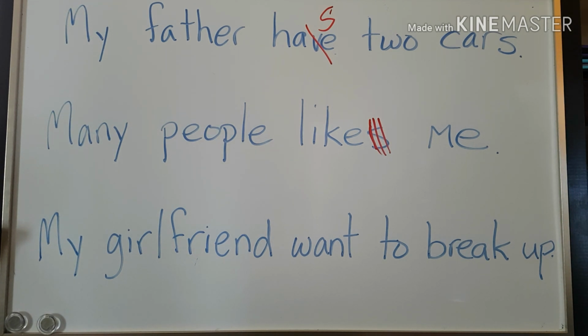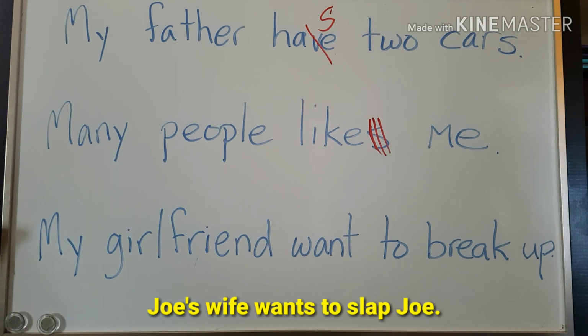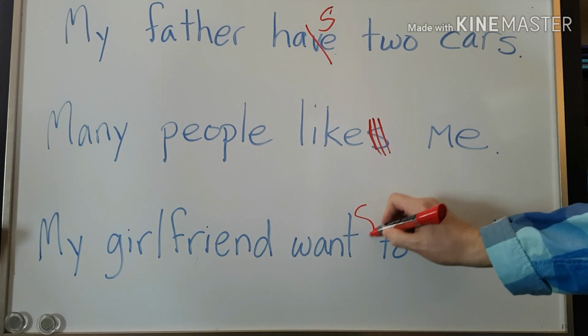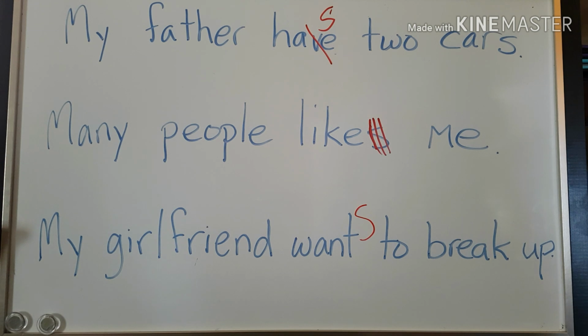The last one, my girlfriend want to break up. So I think this one is connected to the last example with the 2 boyfriends. Should it be my girlfriend want? Want is the verb. Girlfriend is the subject. My girlfriend want, she want, or she wants. Right? It should be she wants to break up. Okay? Those are great examples of subject-verb agreement mistakes.